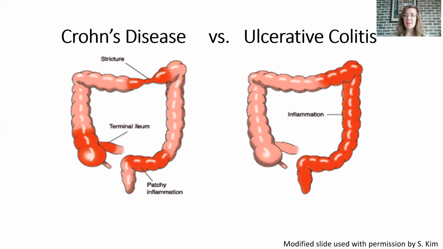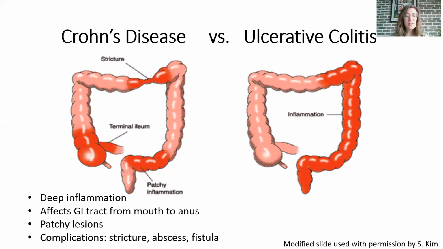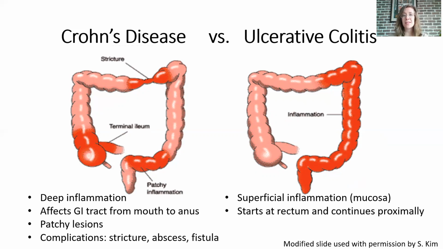Now, between the two types, Crohn's disease and ulcerative colitis, there are particular characteristics. Crohn's disease is characterized by deep inflammation. It can affect anywhere in the GI tract from the mouth to the anus. It can be patchy with intervening pieces of healthy bowel, and it can be complicated by things like strictures, abscesses, and fistulae. Ulcerative colitis, on the other hand, is characterized by more superficial inflammation just on the mucosa or lining of the gut, and it classically starts at the rectum and continues proximally around the colon.